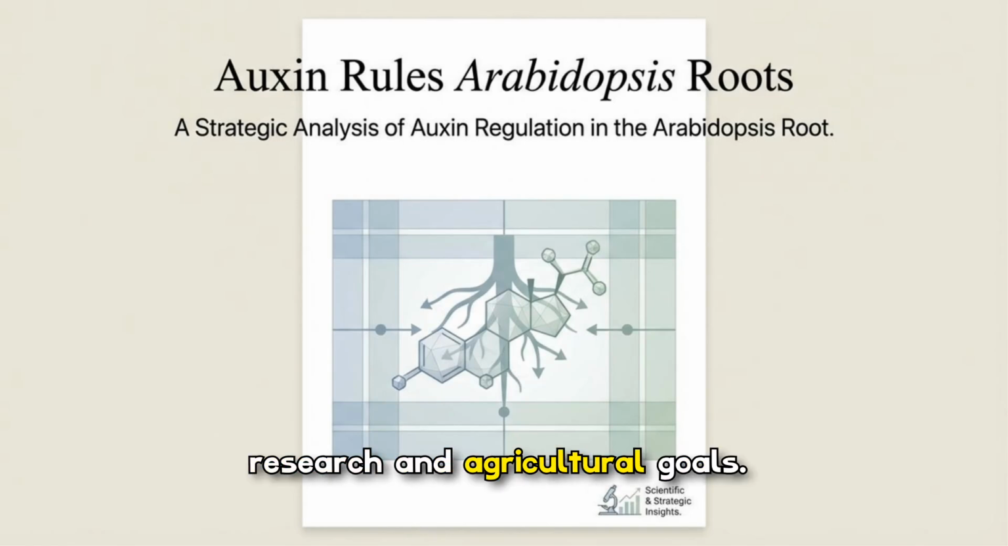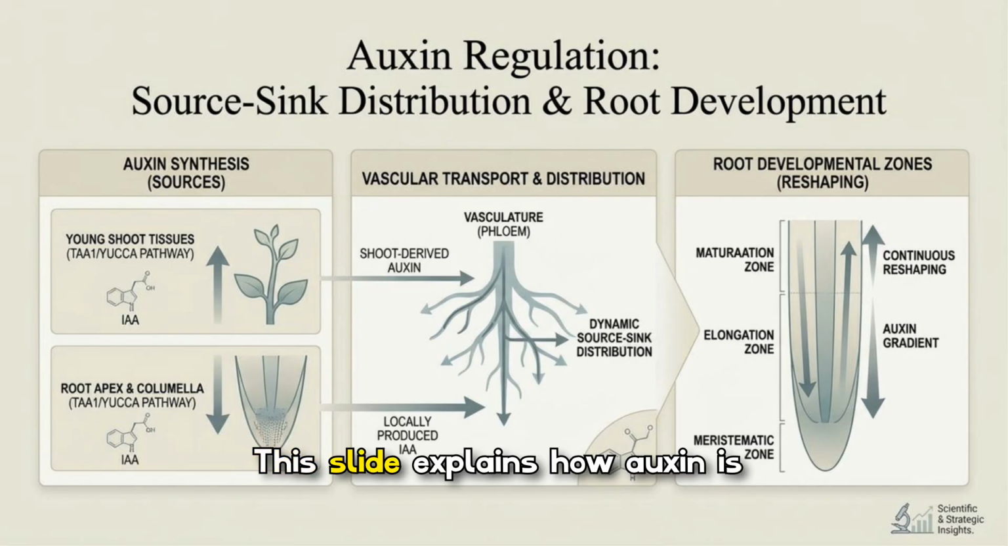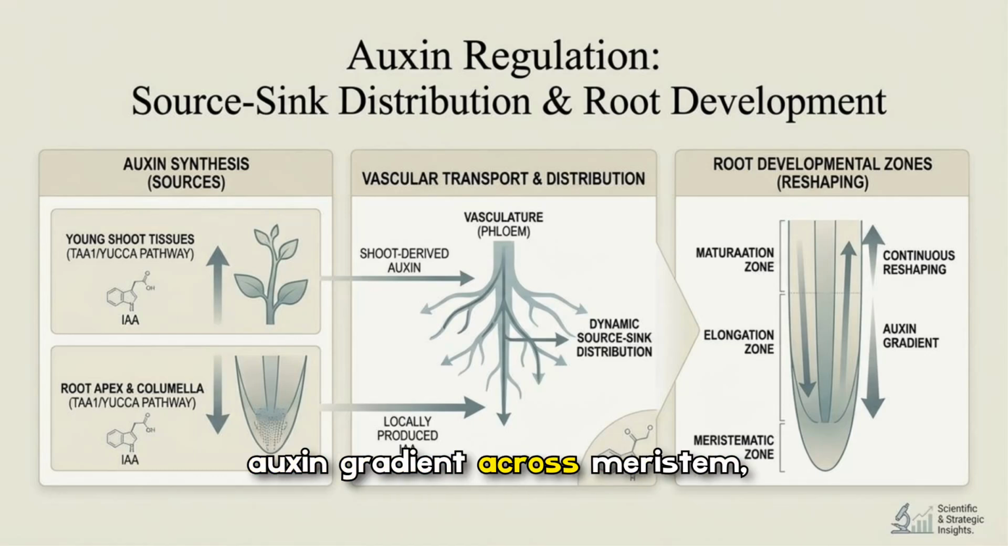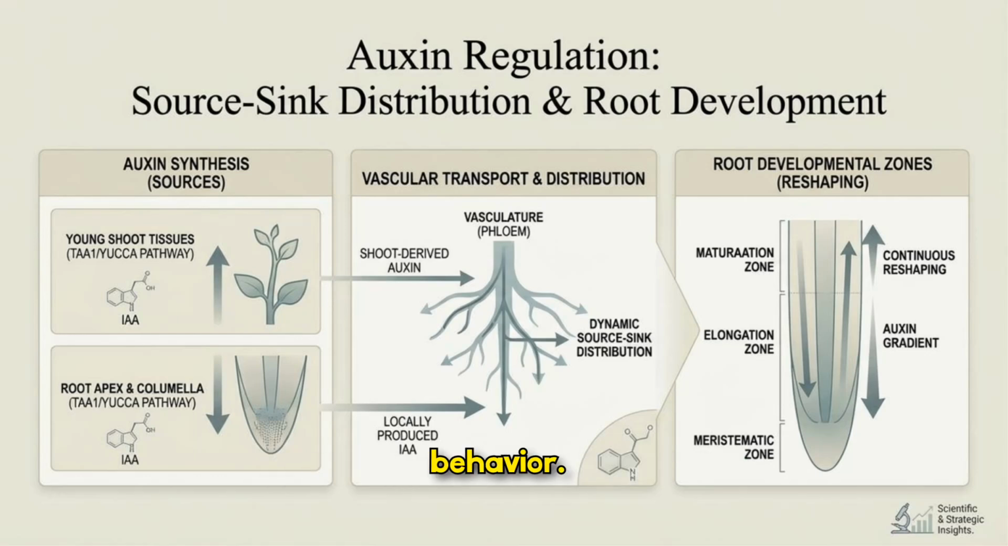research and agricultural goals. This slide explains how auxin is produced in shoots and root tips, then distributed through vascular tissues to create dynamic source-sink patterns that guide development. The diagram highlights local production and long-range transport converging to form an auxin gradient across meristem, elongation, and maturation zones, and emphasizes how that gradient continuously reshapes root growth and cellular behavior.